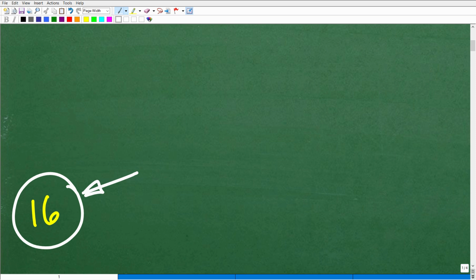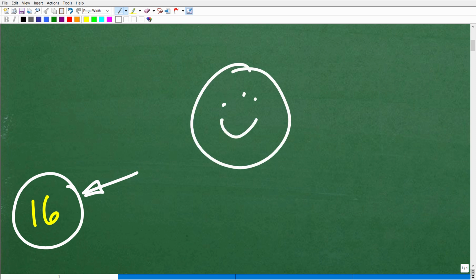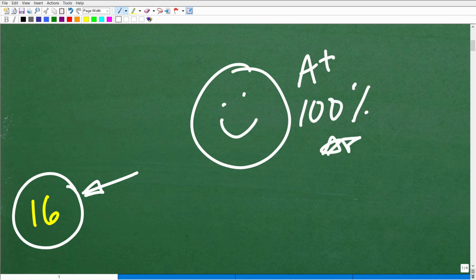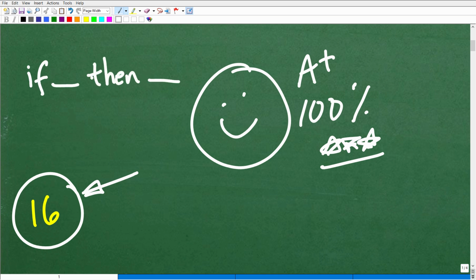You're maybe overthinking this problem, but if you got this right, let's give you a nice little happy face, an A plus, a 100%, and multiple stars, so you could tell your friends and family that you know a thing or two about if-then statements. In mathematics, and in another topic related to mathematics, that topic, by the way, is logic, and all of this is kind of a subset of philosophy. Basically, if-then statements are what we call conditional statements.